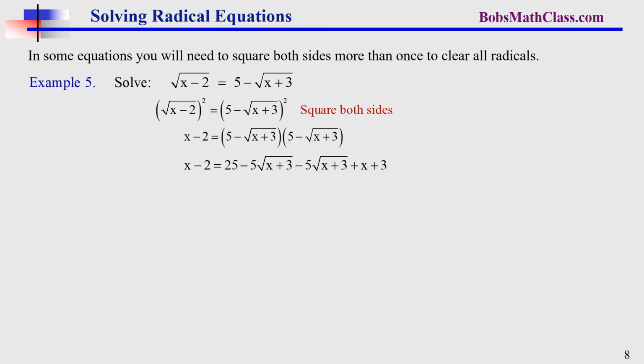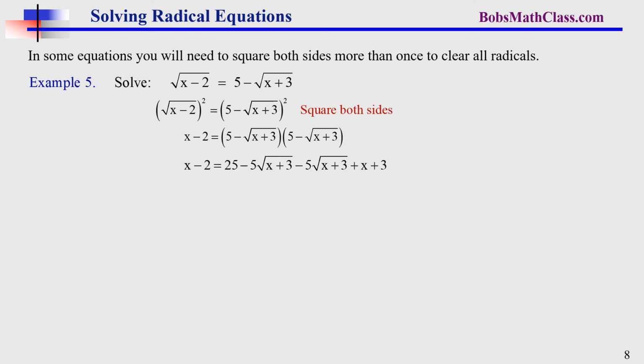So this is what we have. x minus 2 equals 25 minus 5 square root x plus 3 minus another 5 square root x plus 3 plus x plus 3. We still have square roots. We're going to add like terms, and then we're going to try to get that square root by itself.